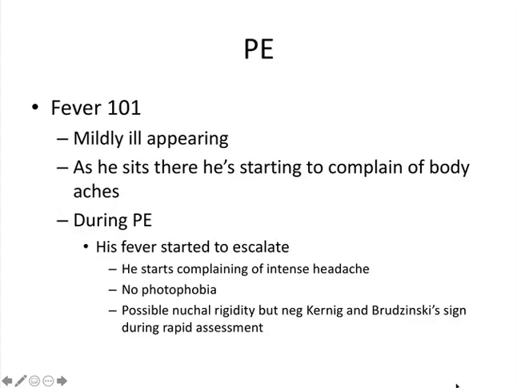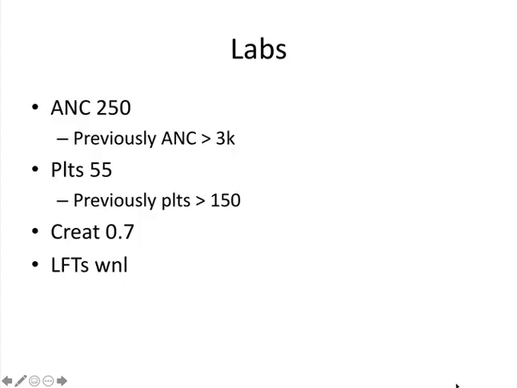So he had a fever, he was only mildly ill appearing, and as he's sitting there, he's starting to complain of body aches. During the physical exam, his fever started to escalate, he started to have a headache, but no photophobia. Maybe some nuchal rigidity, but negative Kernig and Brudzinski signs during a rapid assessment. Of course, nobody likes their patient to be getting sicker in the middle of clinic.